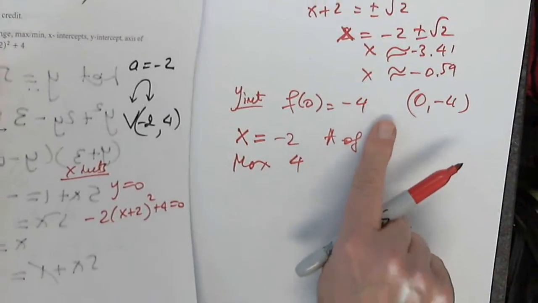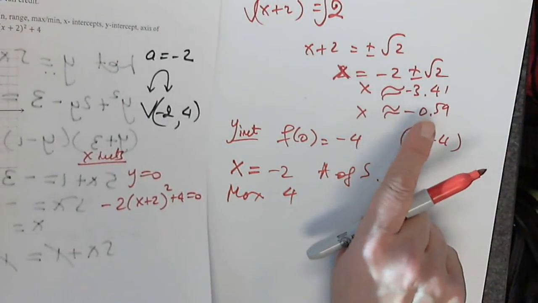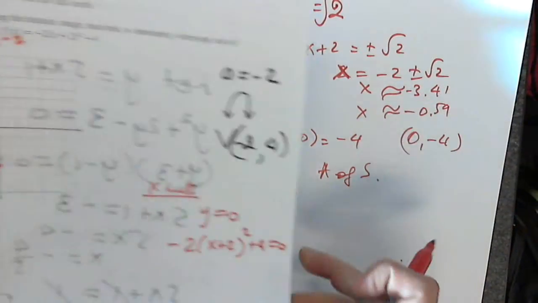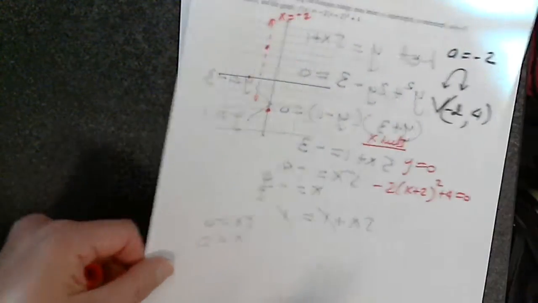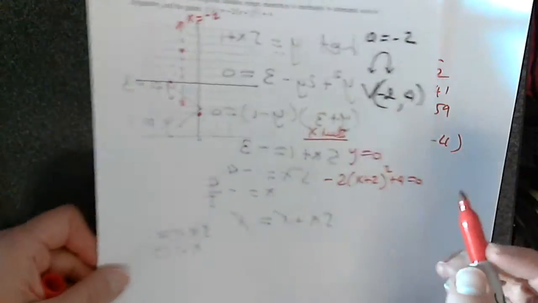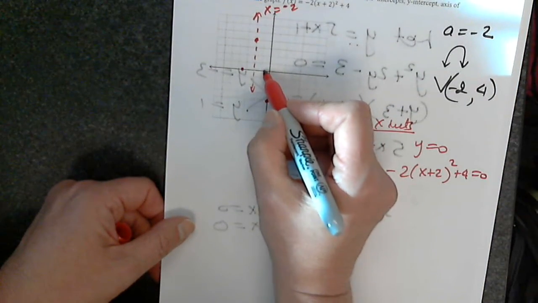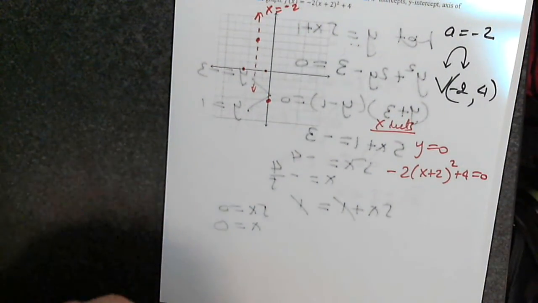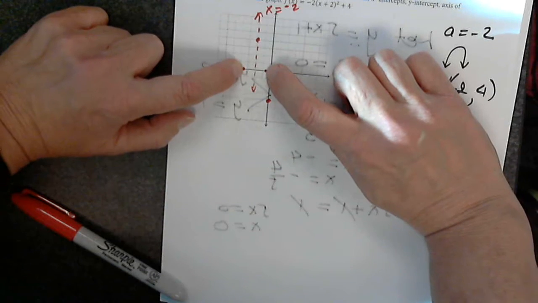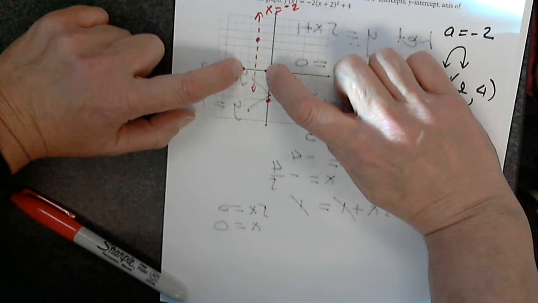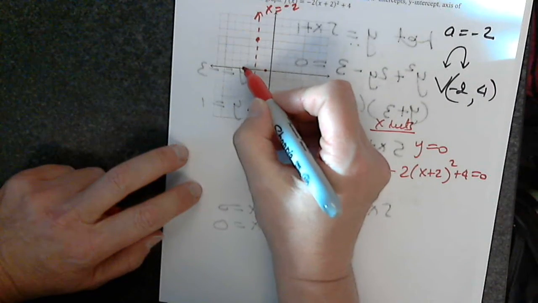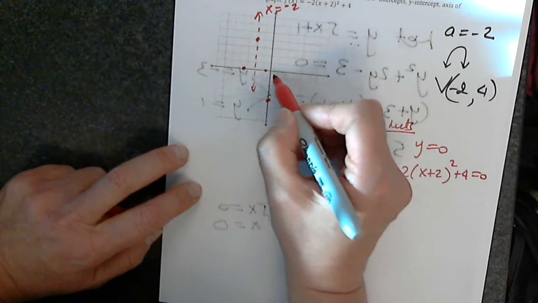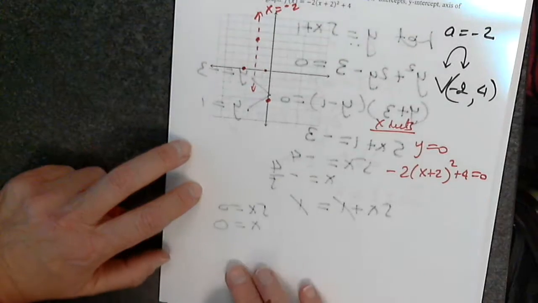And then I have these two, which are kind of difficult to plot. Negative 3.4 is here, and negative 0.59 is somewhere here. But I have to make sure that these two are symmetric with respect to the axis of symmetry. So right now they don't really appear to be symmetric. Okay, so this is 1 and a little bit and 1 and a little bit, so that's fine.